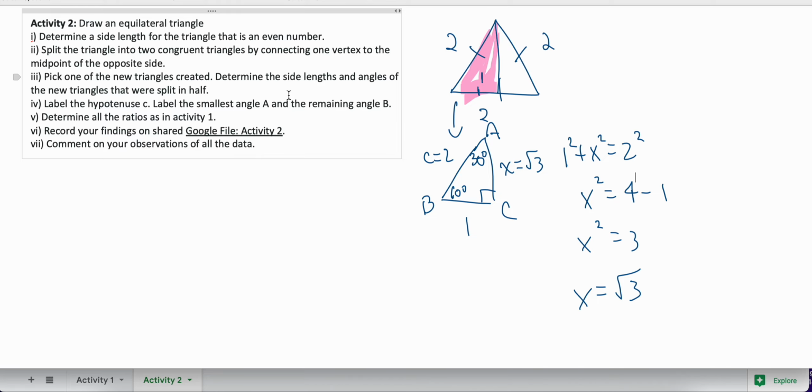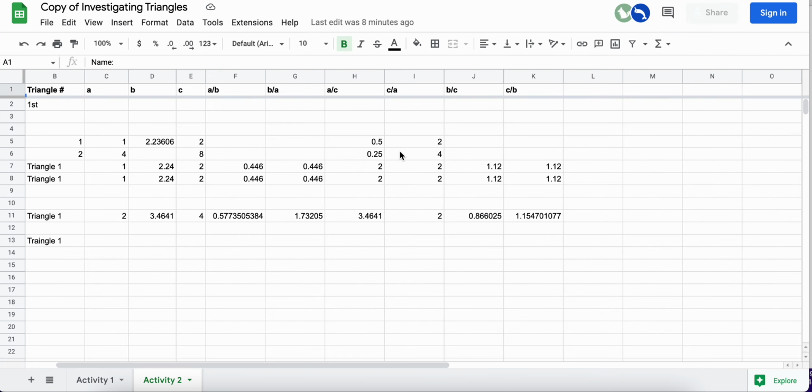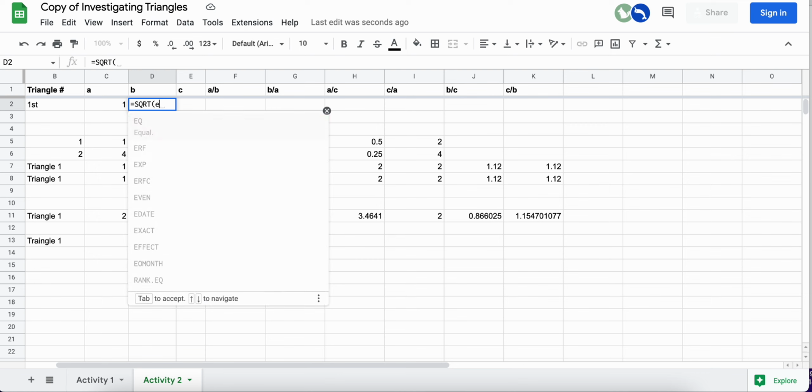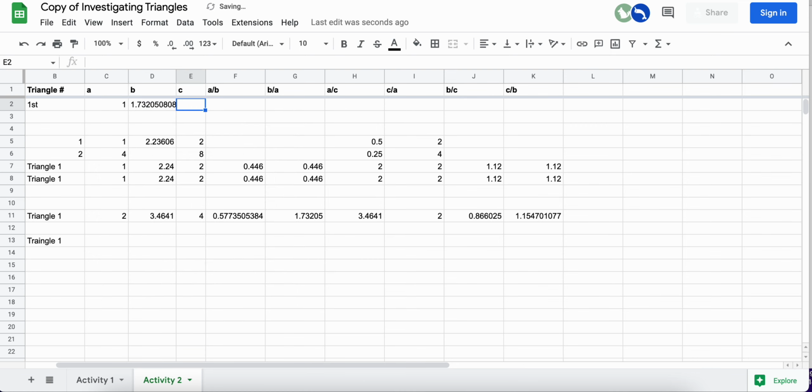Now do the same thing that we did in activity 1. So let's just take that information and bring it over here. So A would be 1 in this case. B would be the square root of 3. Okay, and C would be 2. And now we just do the same thing as before.